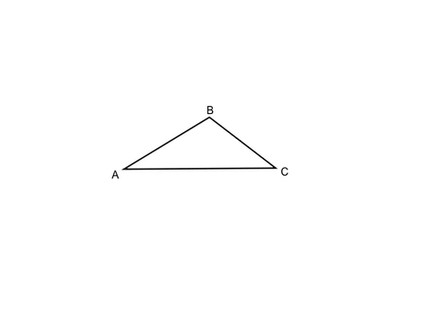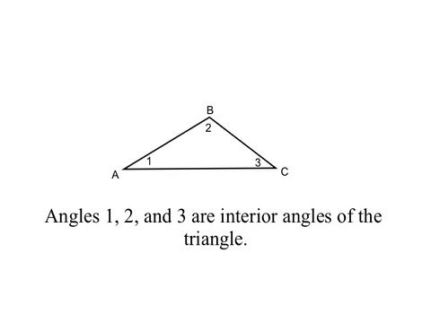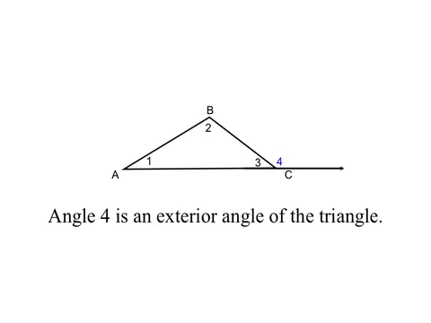You're looking at a triangle that could be labeled triangle ABC. And we've marked the three angles of the triangle: angle 1, angle 2, and angle 3. And we call those three angles the interior angles of the triangle. If we extend one of these sides of the triangle, we get a new angle, angle 4. Angle 4 is called an exterior angle of the triangle.